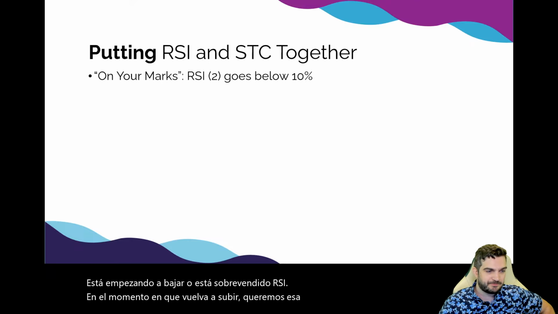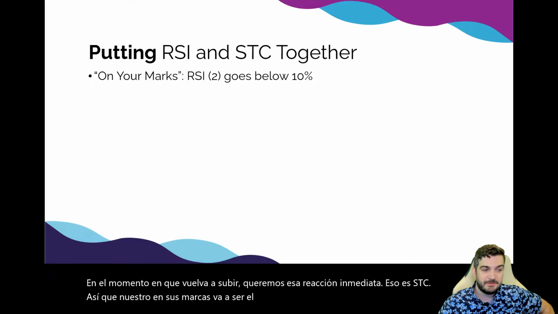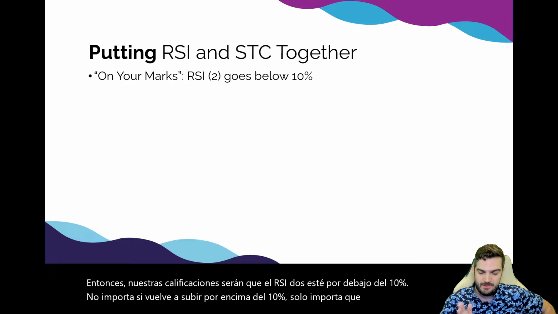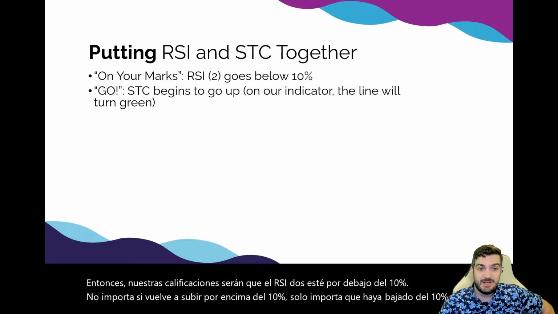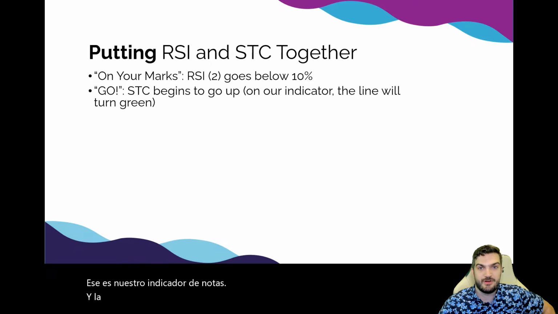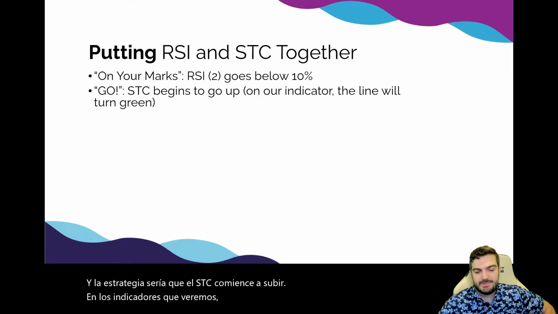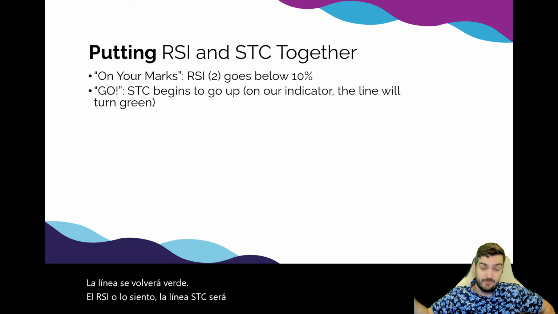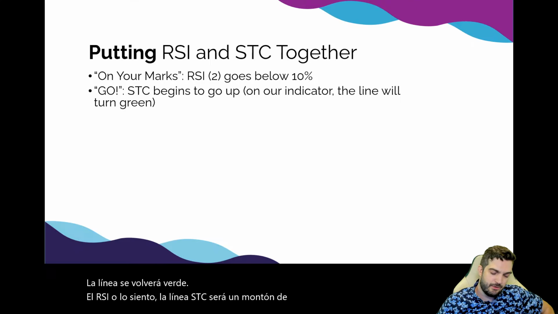That's STC. So our on your marks is going to be the RSI2 goes below 10%. It doesn't matter if it goes back up above 10%. It just matters that it went below 10%. That's our on your marks indicator. And the go for the strategy would be the STC begins to go up. On the indicators we'll look at, we make this pretty easy. The line will turn green. The STC line will be a bunch of greens and then reds and then greens and then reds. What we want is when the line goes from red to green.